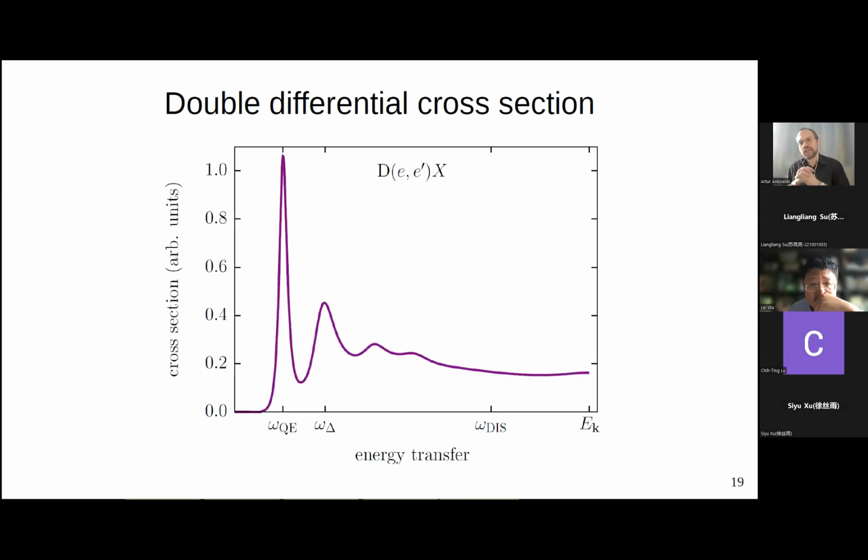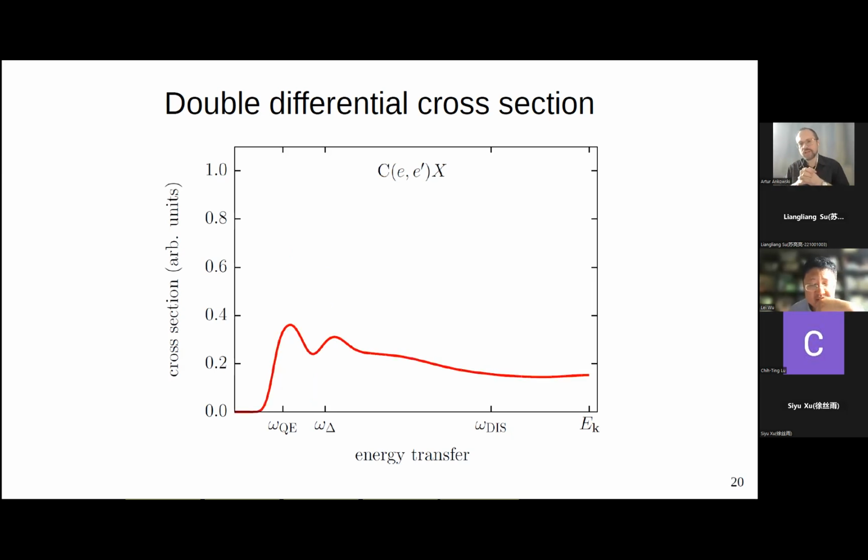Now let's take a look at how this cross-section changes when we go from hydrogen to deuterium. You can see here that there is already a visible smearing, and the quasi-elastic peak now has a finite width, and all the structures are visibly smeared. Now, when we go to carbon, this is how it looks. You can see that everything is very substantially smeared.